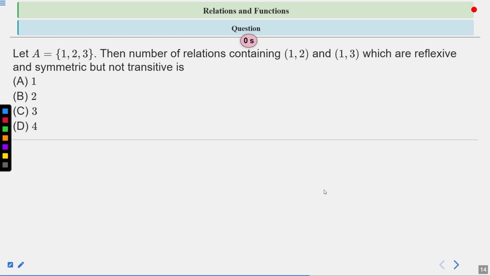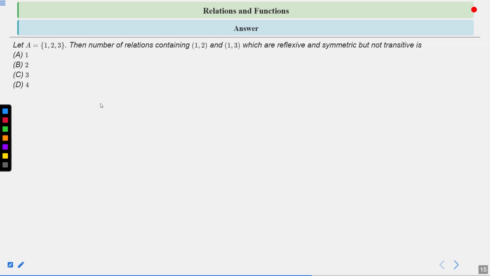Okay, let us move to the solution part. We have a set A. Let us first review the question. Let A be the set {1, 2, 3}. Then find the number of relations containing (1, 2) and (1, 3) which are reflexive and symmetric but not transitive. So what can we do? Let us see the solution.